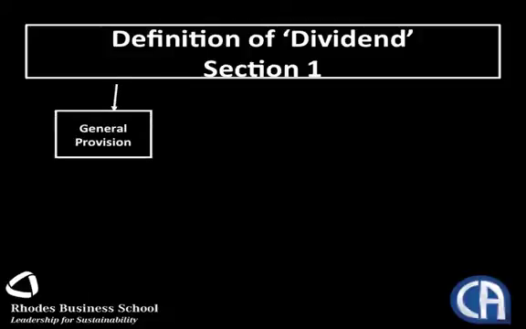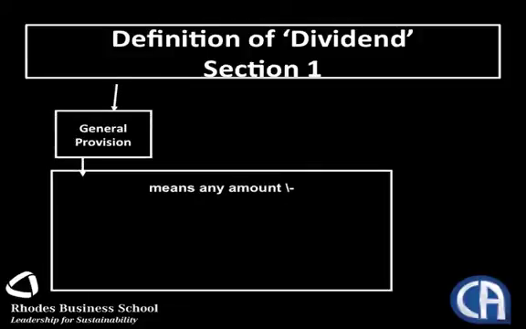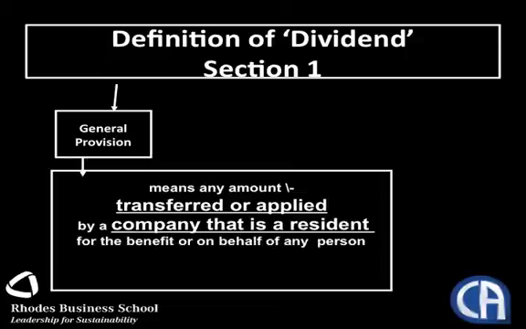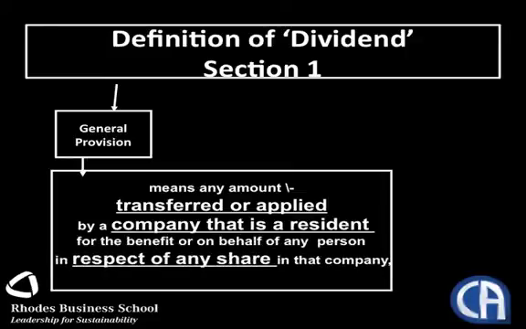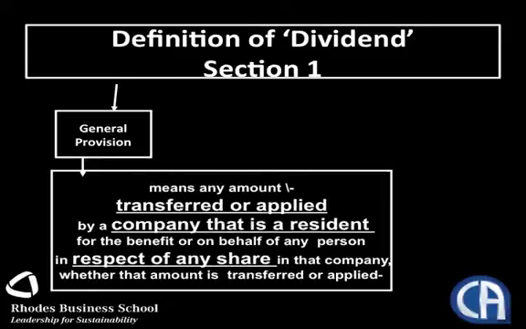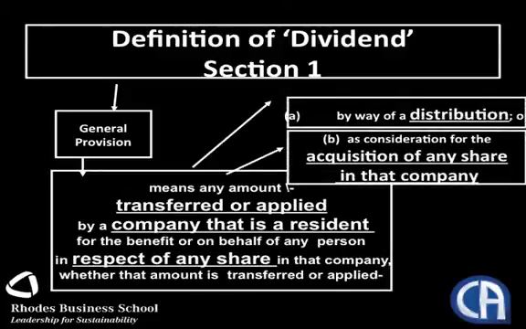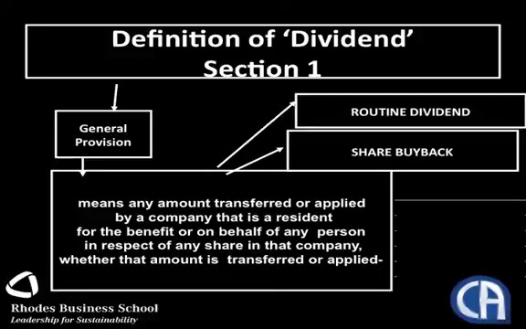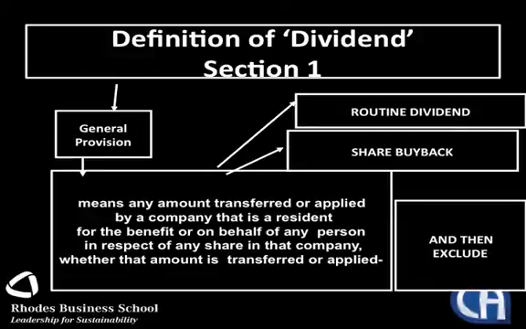And that says we have a general charging provision, which says it means any amount transferred or applied, not received or accrued, by a company that is resident for the benefit or on behalf of or in respect of any share in that company. Nice and simple, and then it extends it just a little bit, where it says, right, take that and extend it by way of distribution or as the consideration for any share in that company. Simplify that down then to a routine dividend and a share buyback. Those are the two things that fall in the definition of dividend. So that's it. Then we come to the exclusions after that.